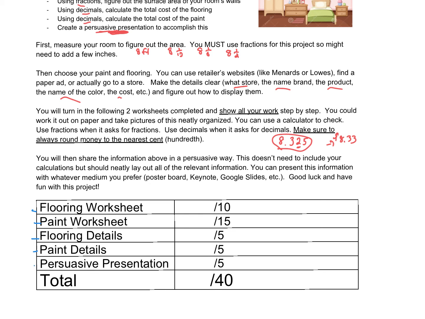And then your persuasive presentation, you're aiming your presentation at your parents or your target audience, though you're turning it in to me, talking through how you persuade them. Total out of 40 points. That's the basics of this assignment. I'll have some other videos breaking down how to do the worksheets.